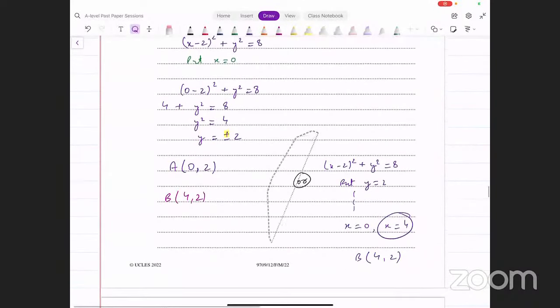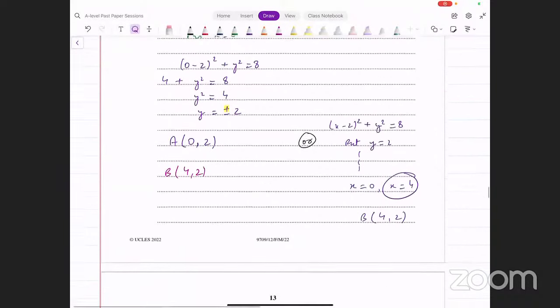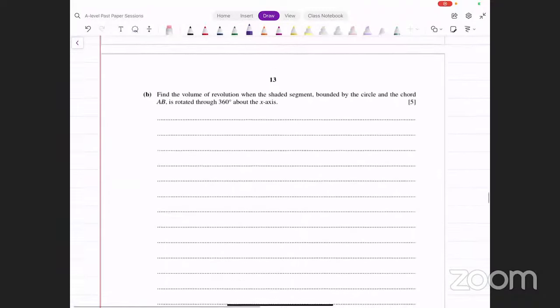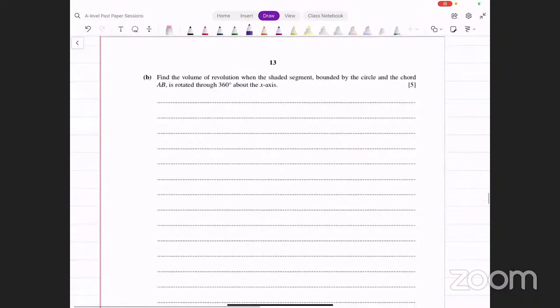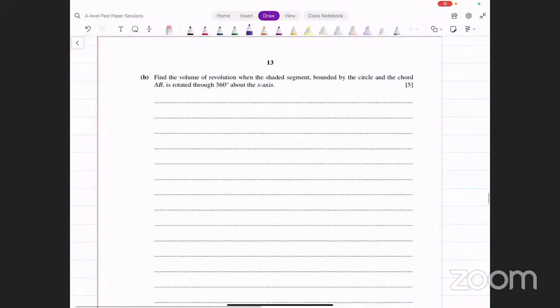All right, I hope that makes sense. Let's move on to the next part. Okay, so now we've got to find volume of revolution. तो सर्कल के साथ उसने volume of revolution दे दिया। How do we think about this? Volume of revolution in the shaded segment.